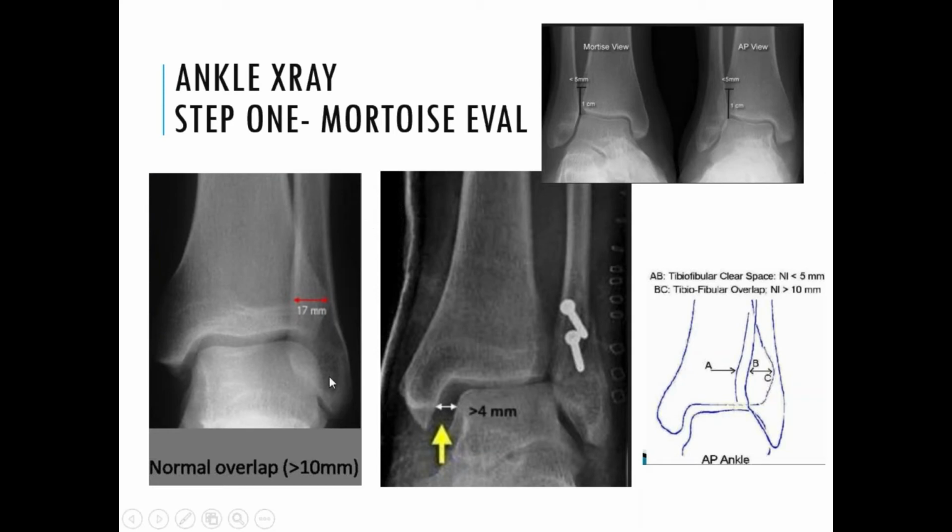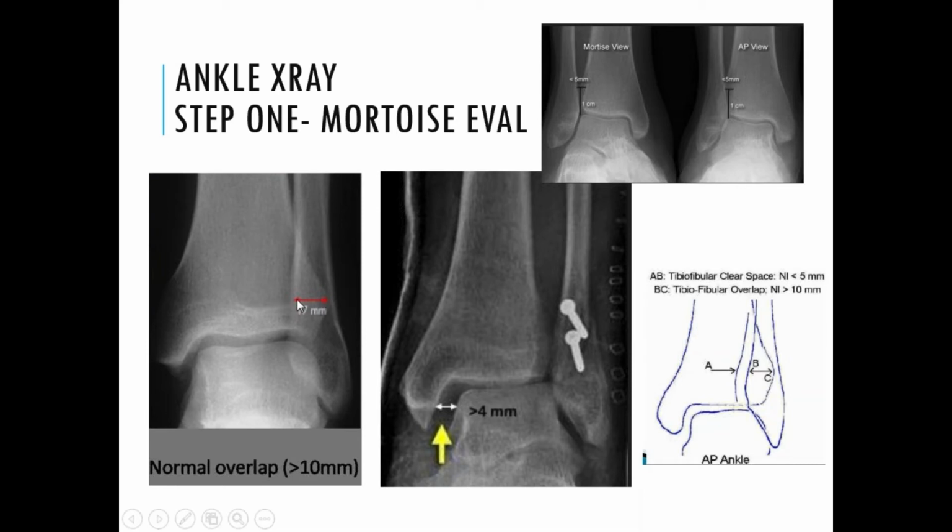When there's an ankle fracture, you're looking for the tibiofibular overlap. Some sources say a minimum of 6, some say a minimum of 10 millimeters, but for example, this has 17 millimeters of overlap, and that's normal. And so you can measure this right here.